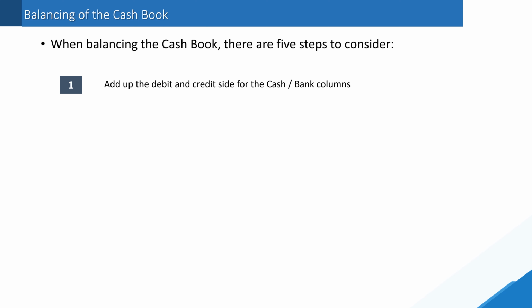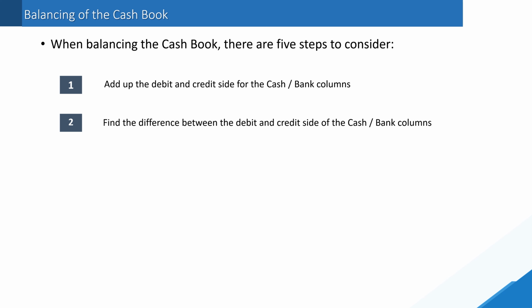The first one is we're going to add up the debit and the credit side of both the cash and the bank columns. So we'll have a little subtotal somewhere on a scrap piece of paper or just to the side of our cash book that tells us what the debit and credit balances are for the cash columns and what the debit and credit balances are for the bank columns. Having established these amounts, we will then find the difference between the two. We'll find the difference between the debit and credit side of both cash and bank columns.